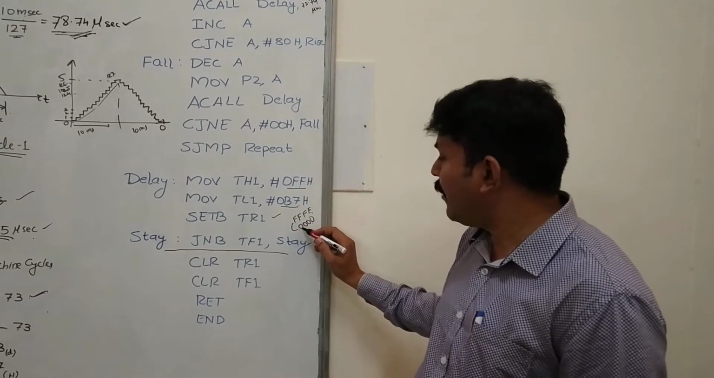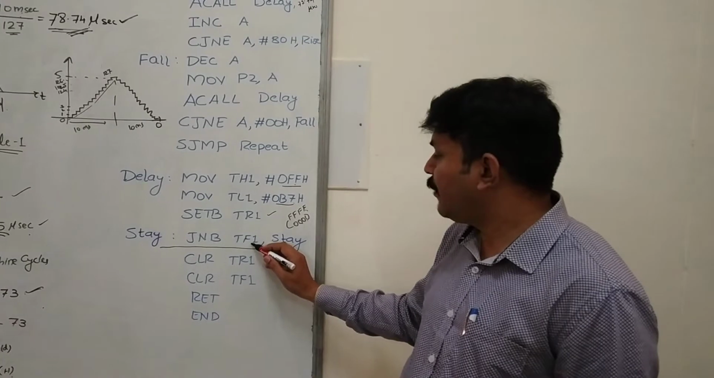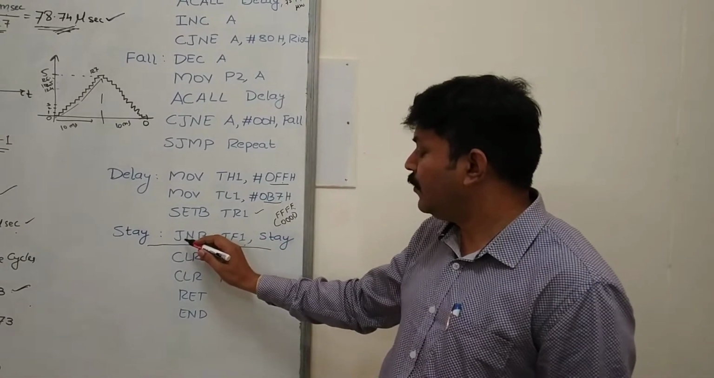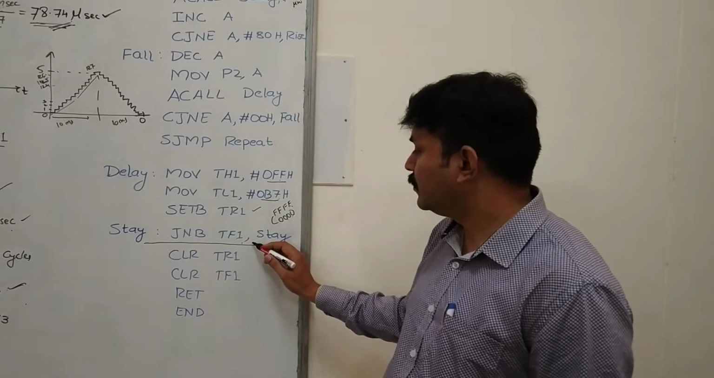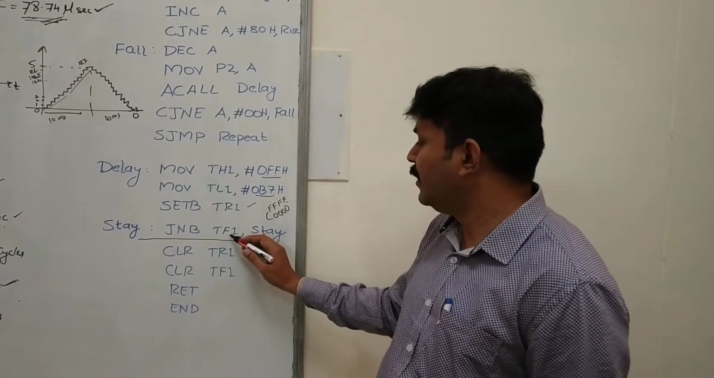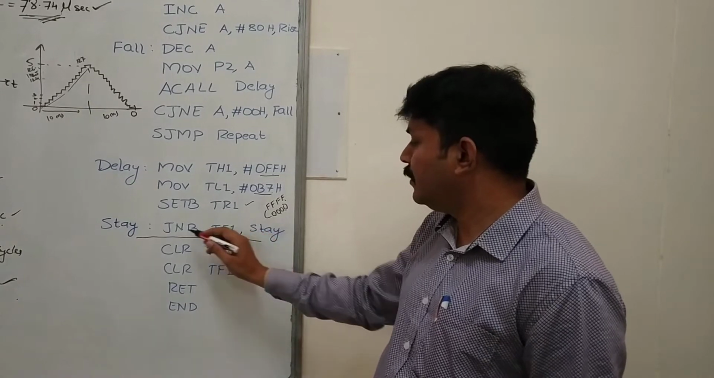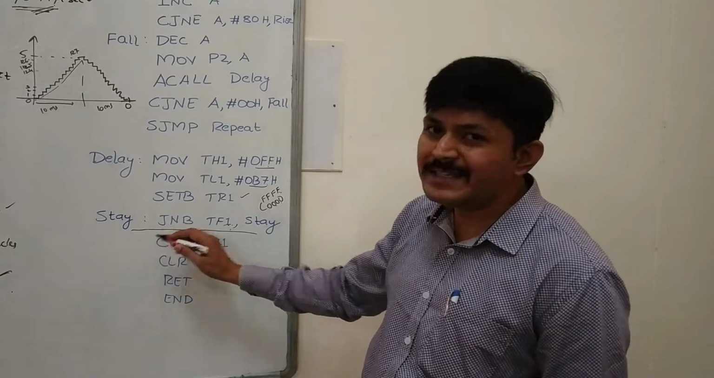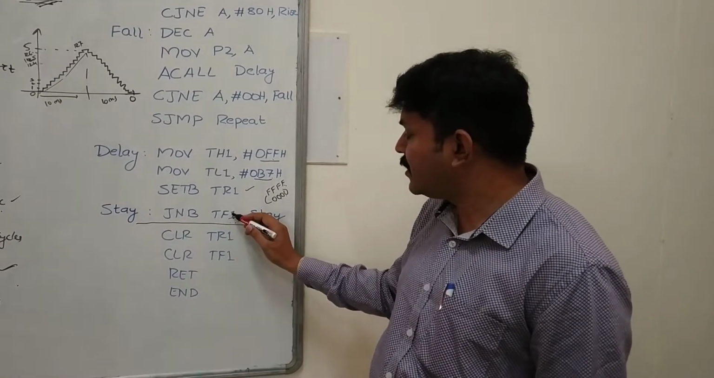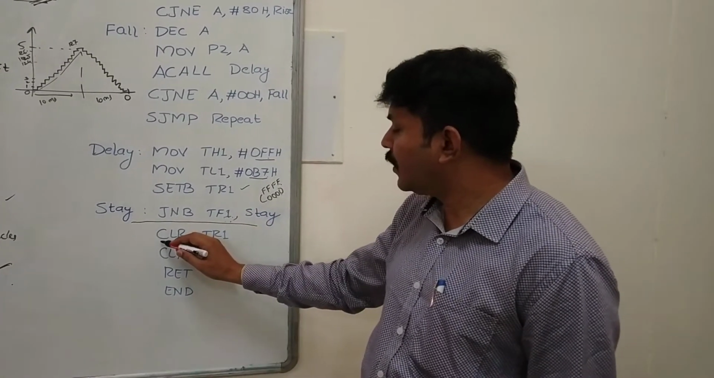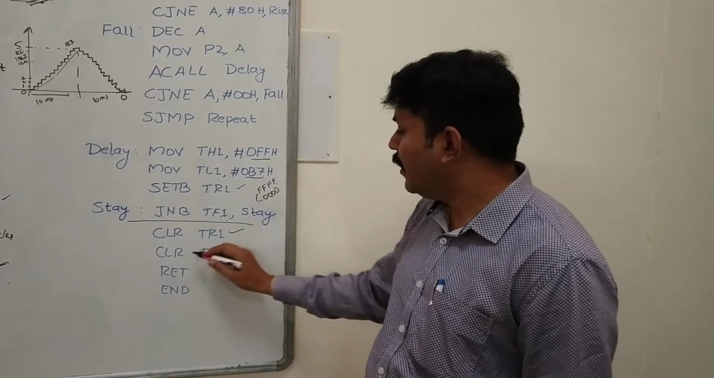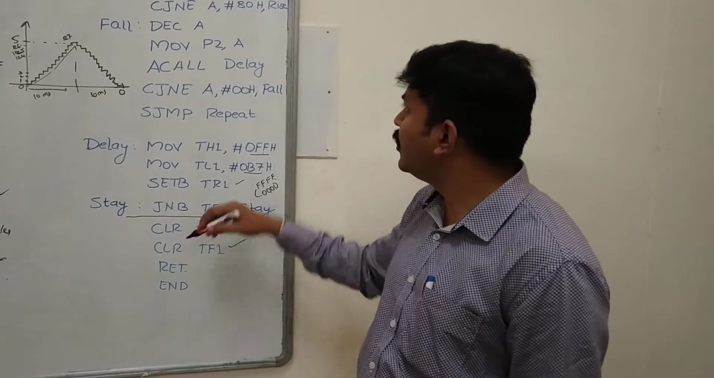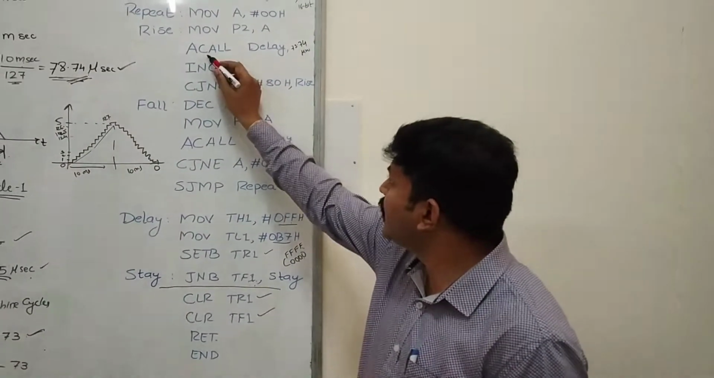Once this crossover happens, the timer flag is set and this condition fails. So we need to jump if not bit. Until it is set, it will be here only. Once it is set, it will come out. This condition fails and it will come out. After that, I'll clear the timer and clear the timer flag and then I'll return. I'll return to the main program after the call instruction.